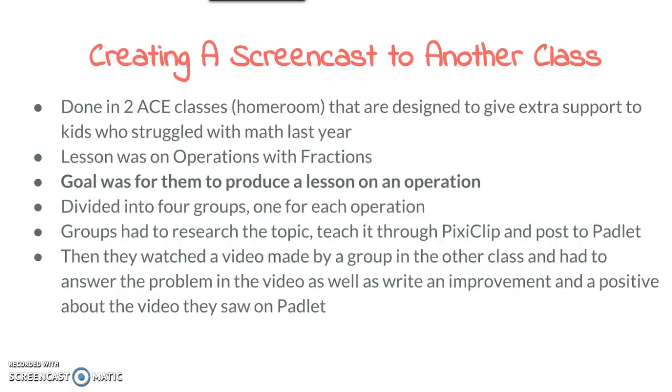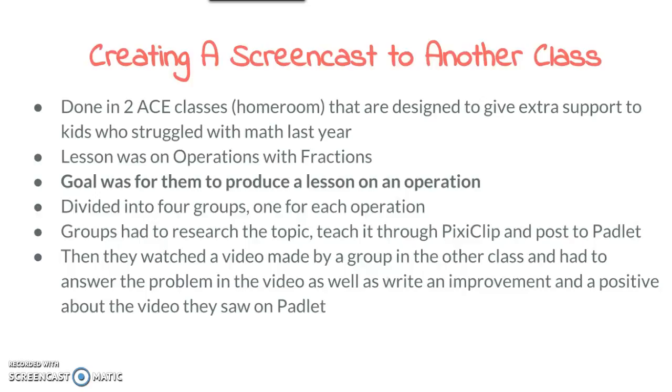Each group had an operation to learn, create a video, a screencast, post it to Padlet, and then they would also watch a different video made by a group in the other class. And after watching their video, they had to solve the problem posed. They'd have to write an improvement that the team should do next time they create a screencast, and then also a positive.